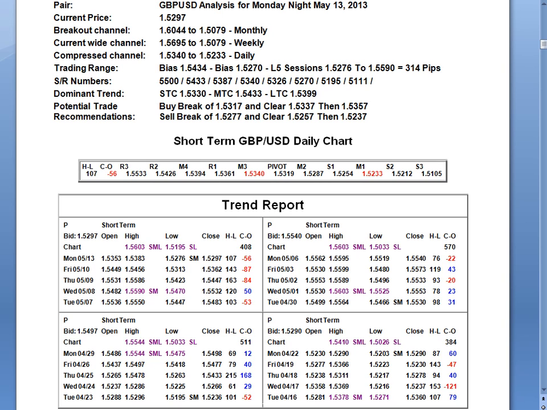Okay, I've instituted the pound dollar analysis for Monday, May the 13th. This price closed at 52.97. Remember, I do my work each and every day at 5 o'clock Eastern New York time for the previous 24 hours, and I put together the trade plan alerts.